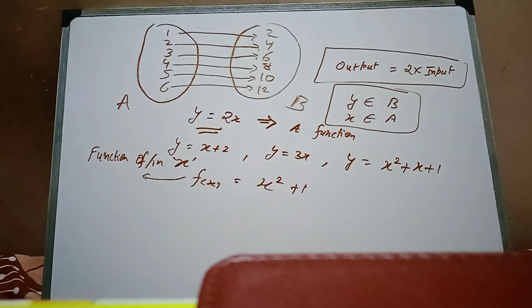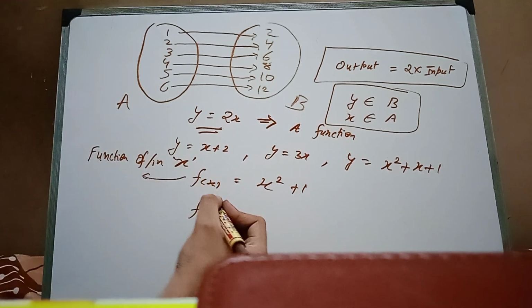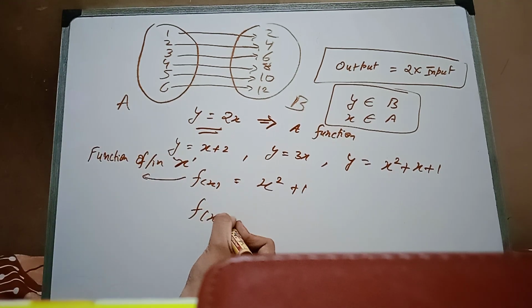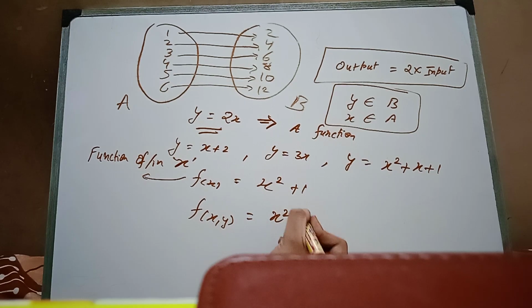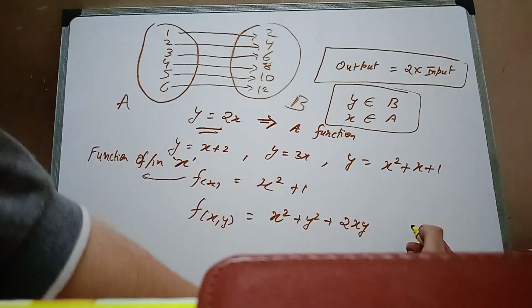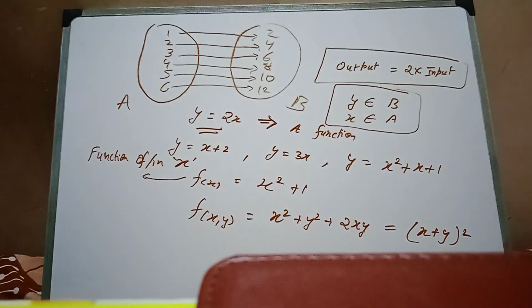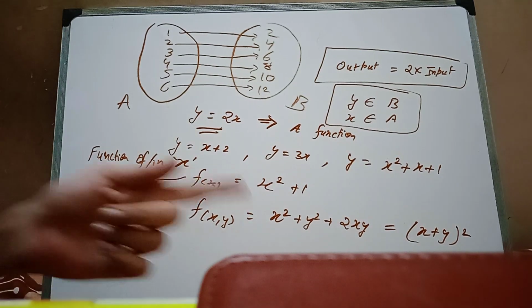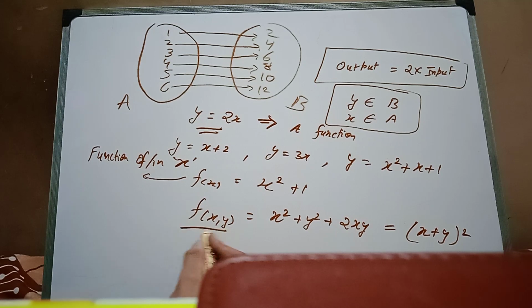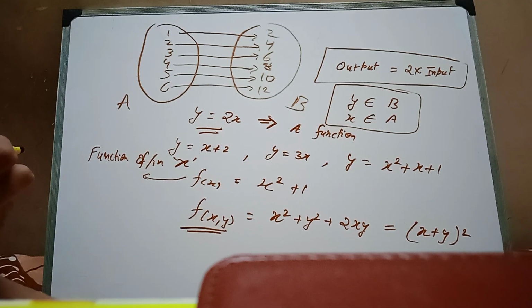Yes, now there can be two variable functions also. Let's say like this. This is also a function, can be written also as this, x plus y whole square. This is also a function. Why is this not a function? This is also a function, but in two variables. Now this is a function in x and also in y.